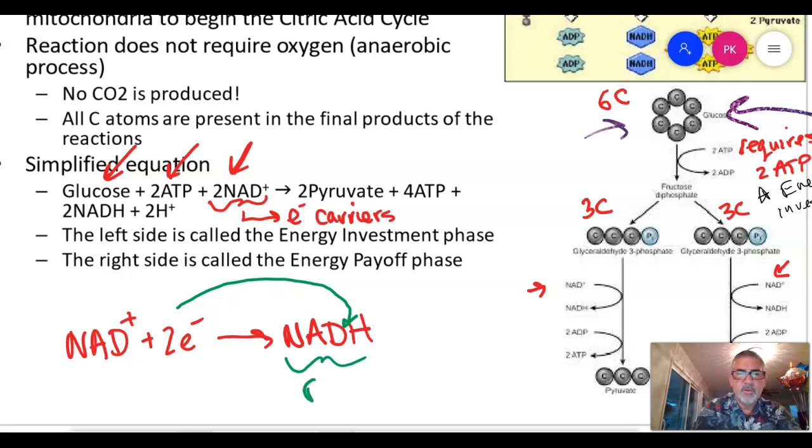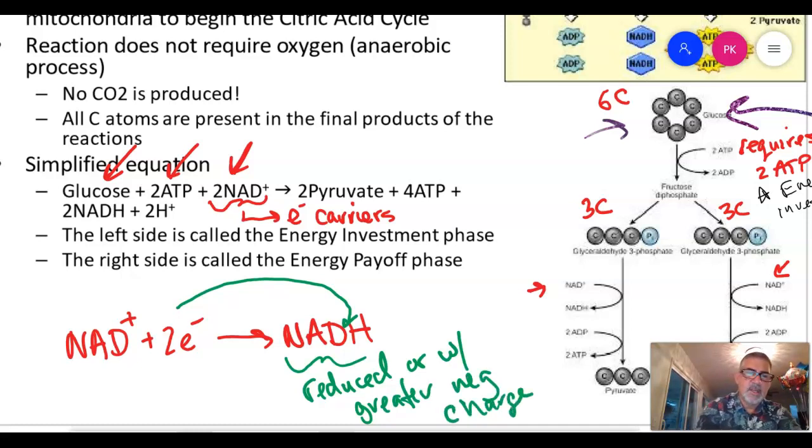This is what's called reduced, or with a greater negative charge. So we say that NAD positive is reduced to become NADH. That's important because that language is used often in tests and quizzes and stuff like that. So I put in my 2 NAD positive, it becomes NADH.